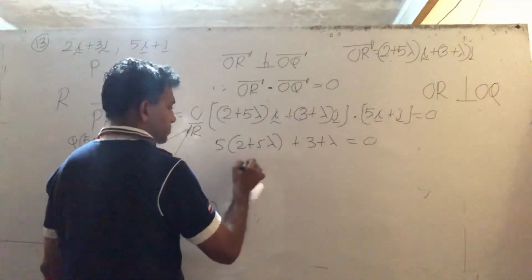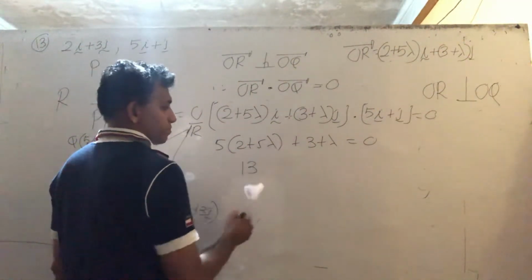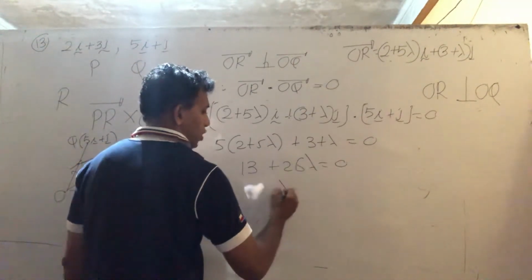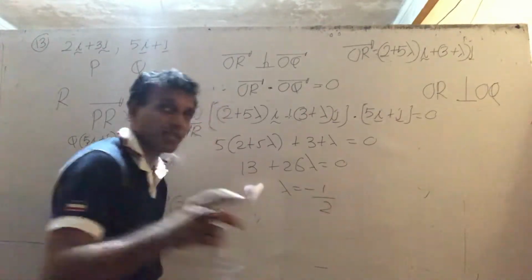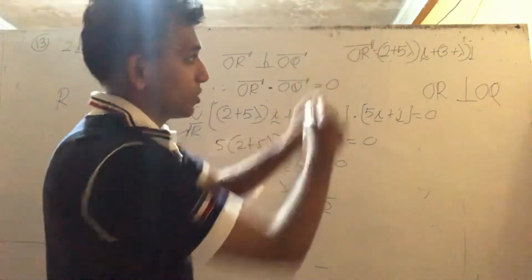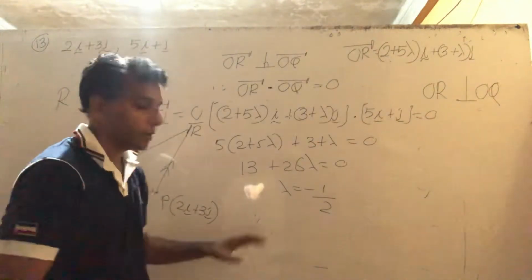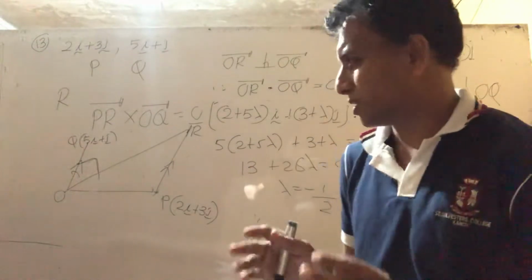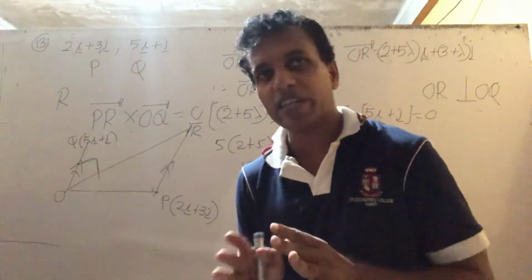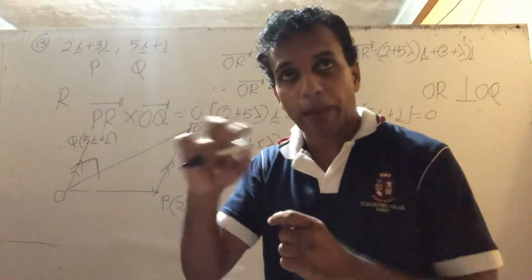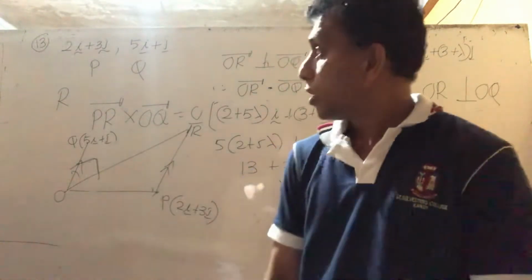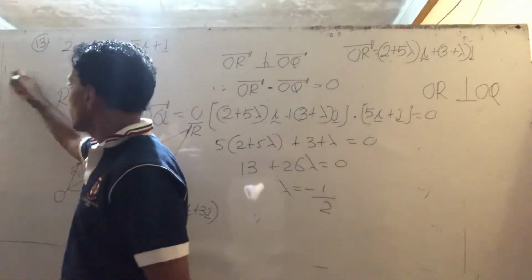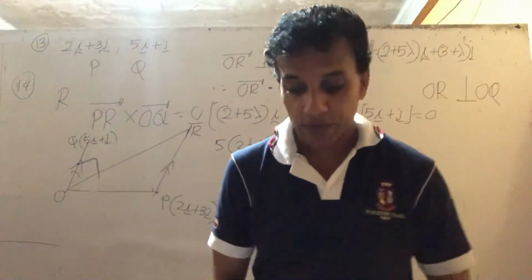So I can simplify and get the answer: 10 plus 3, 13, plus 25 lambda plus lambda, 26 lambda. So lambda equals minus half. I hope you completed it successfully. I made a mistake, forgetting the 3 plus lambda j component. Simple question, but a good idea about the cross product. Remember, we do not always use the dot product only; sometimes, rarely, they can ask about the application of the cross product. Okay, we'll see another question next, number 14.